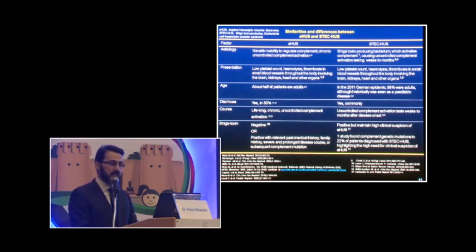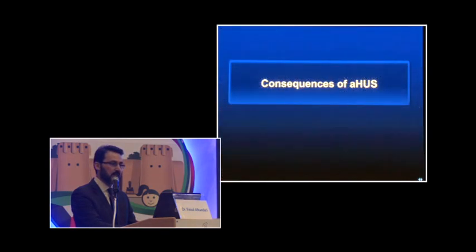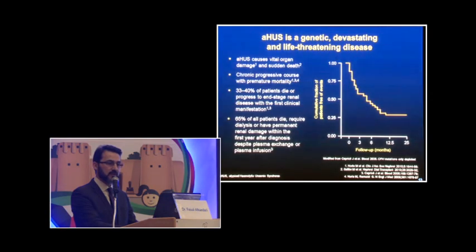The course, we said this is lifelong in the atypical HUS. The STEC HUS is usually short time, but might have consequences also. Remember that the Shiga toxin may be negative in the atypical HUS, but sometimes it could be positive. The reason for this is that there is always the genetic predisposition, and then there is something which triggers the hemolytic uremic syndrome, and sometimes it could be the Shiga toxin which might trigger this infection or this cascade.